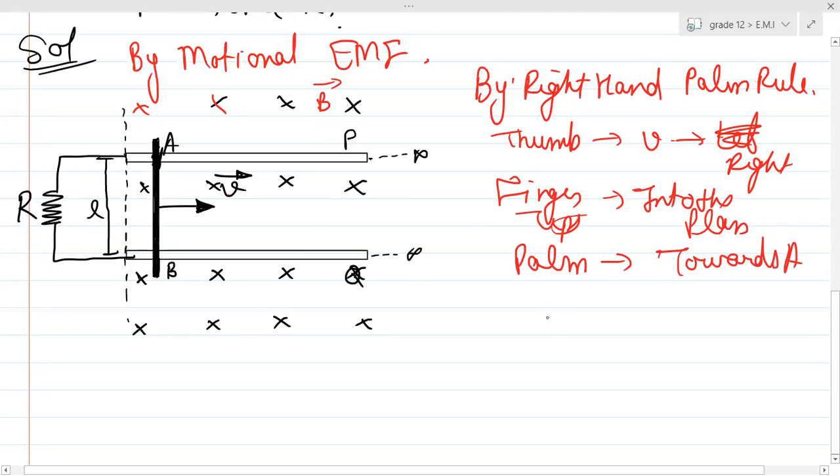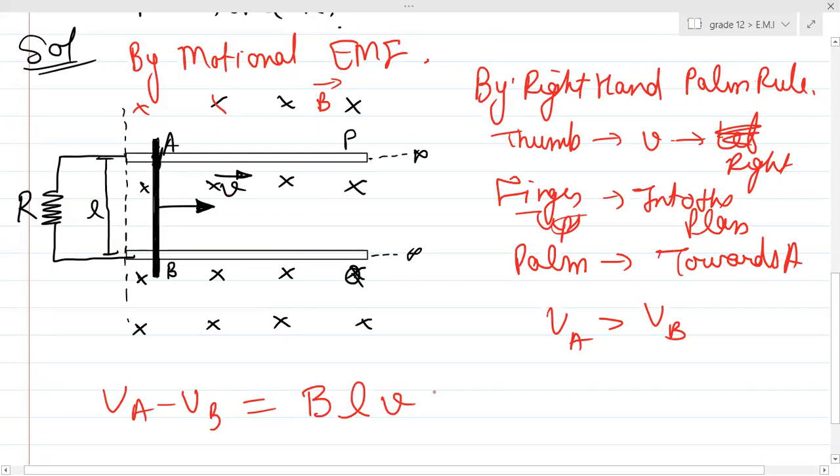So when palm will face towards A, that implies VA should be greater than VB. So now what will be VA minus VB? That will be equal to B into L into V, right? Because can you see the length vector is making an angle 90 degree with the velocity. So B into L into V. Yes?